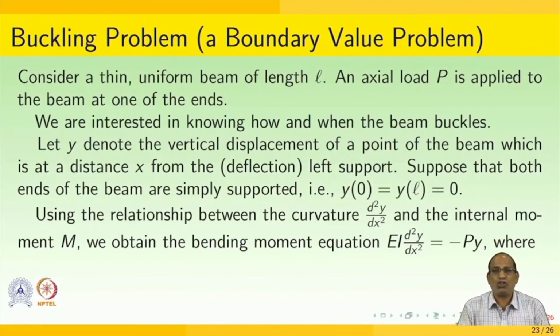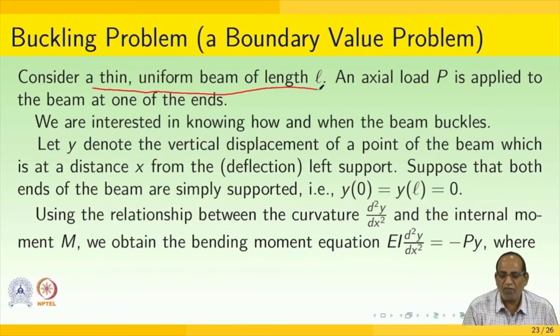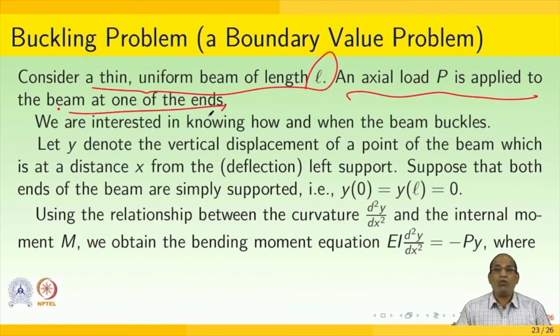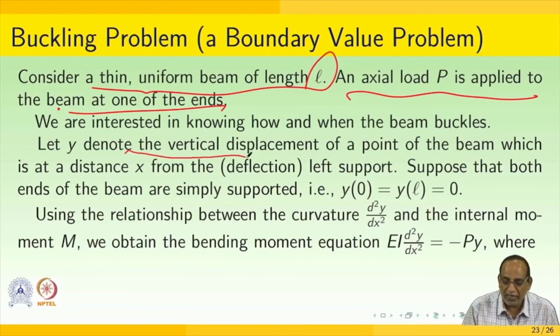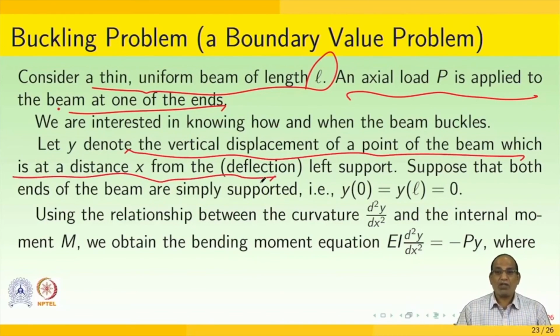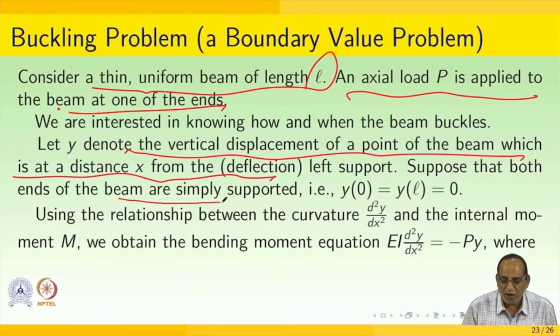Similarly, many researchers in the literature also deal with what we call a buckling problem. This is also a well-known boundary value problem. Let us consider a thin uniform beam of length L. An axial load P is applied to one of the ends of the beam. We are interested in knowing when the beam buckles. Let y denote the vertical displacement of a point of the beam at a distance x, so there will be a deflection. Suppose both ends of the beam are supported, so y(0) equals y(L) equals 0.